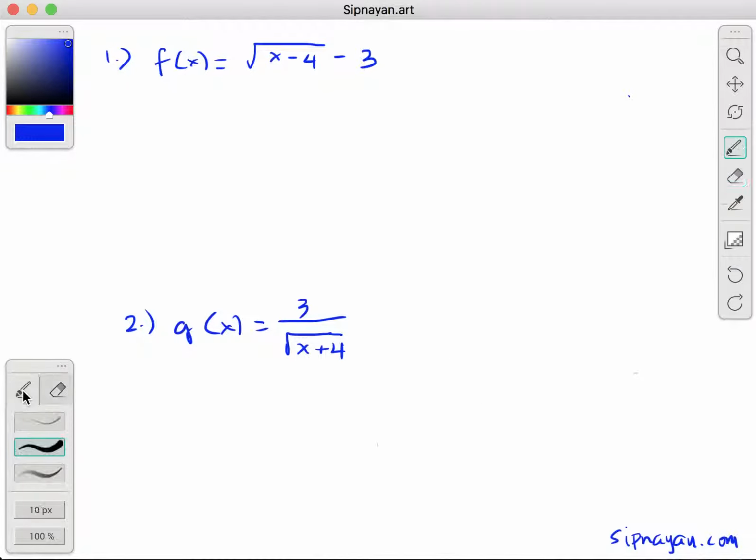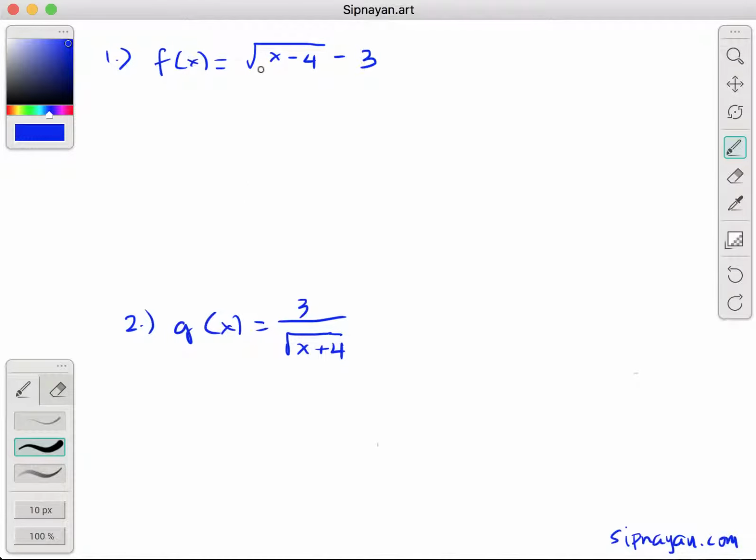And ipagpapatuloy natin yung ating discussion on how to get the domain and range of radical functions, no? Yung radical functions, again, are functions whose equations have radical signs, no? So, let's have our first example.